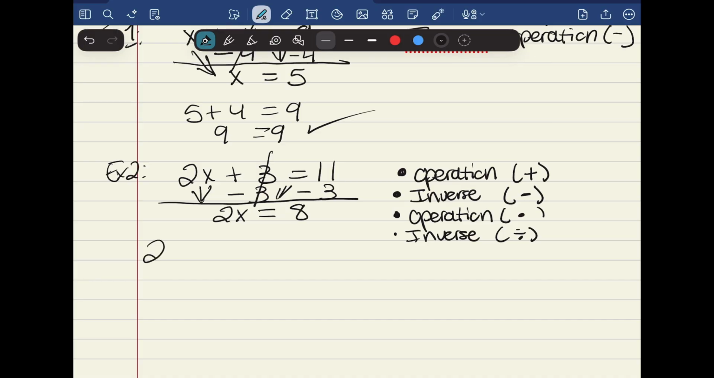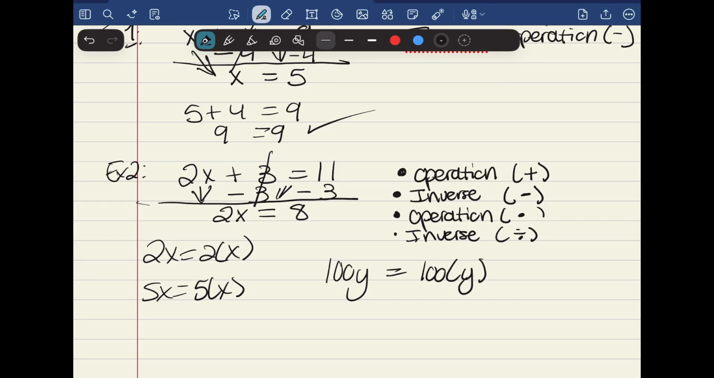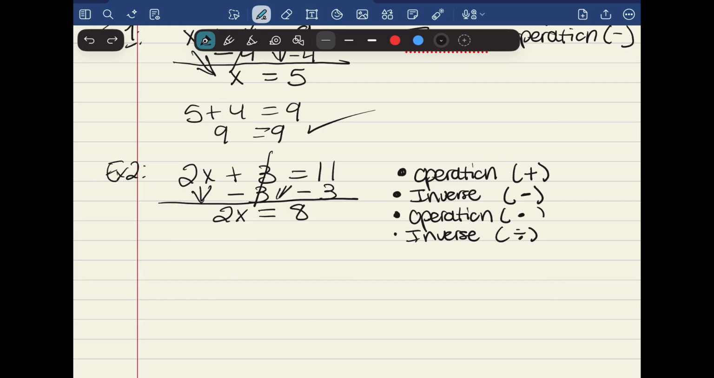So, anytime you see 2x, it means 2 times x. If you see 5x, it means 5 times x. If you see 100y, it means 100 times whatever y is. So, keyword times: 2 times x, 5 times x, 100 times y, and so on. So, you see how that says times? Opposite of times, aka multiplication. Opposite of multiplication is division.